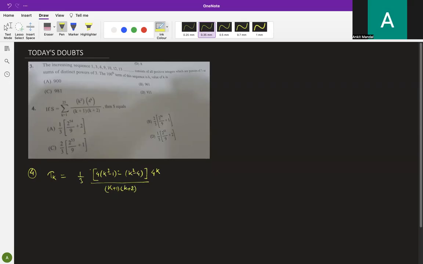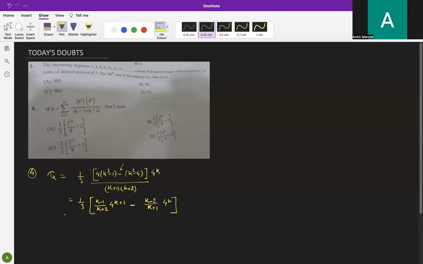Now I can split about this minus sign. So I'll be getting this as 1 by 3 into k minus 1 upon k plus 2, then 4 to the power k plus 1 minus k minus 2 upon k plus 1 into 4 to the power k, right?